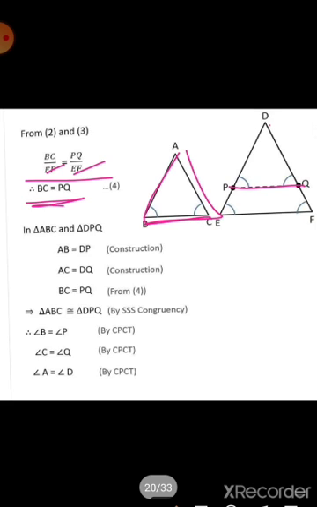Now, from ABC and DPQ, AB is equal to DP from our construction. AC is equal to DQ, also from our construction. BC is equal to PQ, here we got this value. So, ABC and DPQ are congruent under SSS congruency. By CPCT, angle B is equal to angle P. Again by CPCT, angle C is equal to angle Q and angle A is equal to angle D, as it is the common angle or corresponding angles.